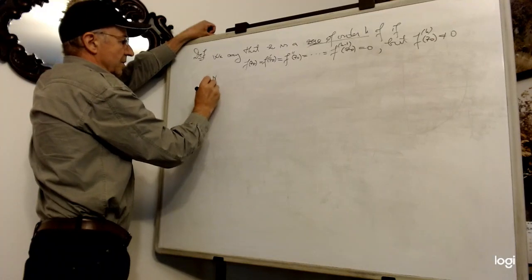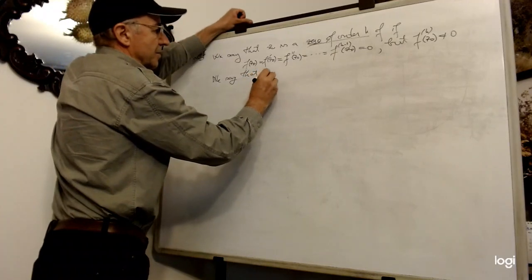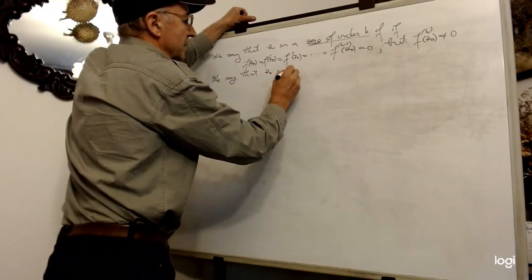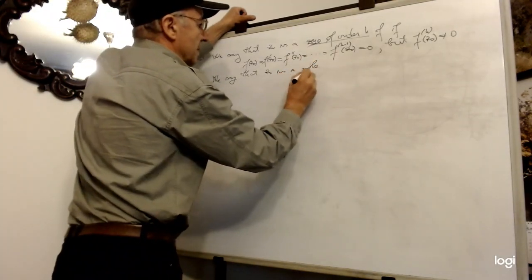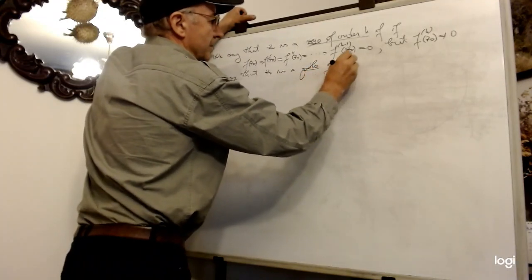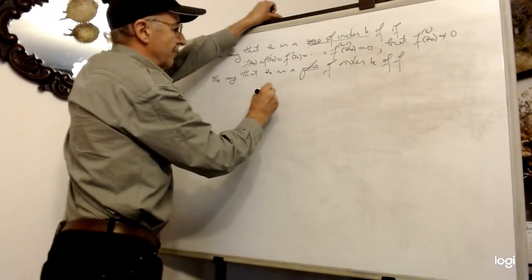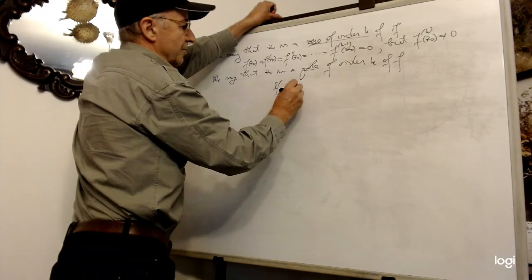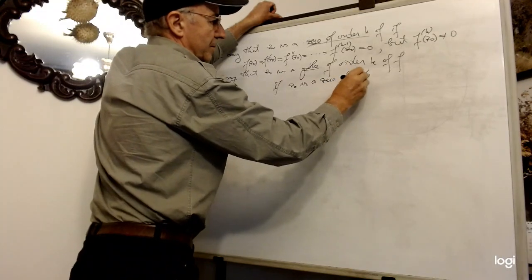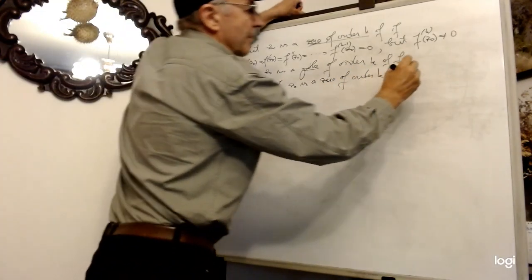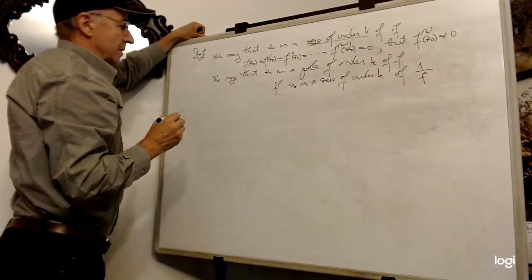Now we say that z0 is a pole of order k of f if z0 is a zero of order k of the function 1 over f. Example.